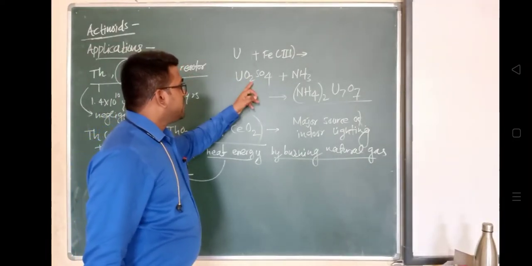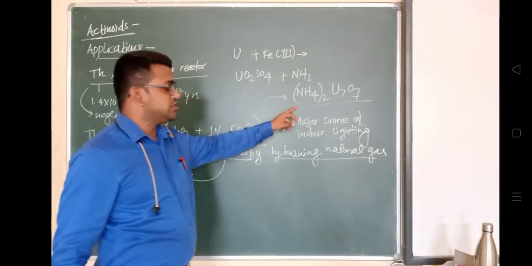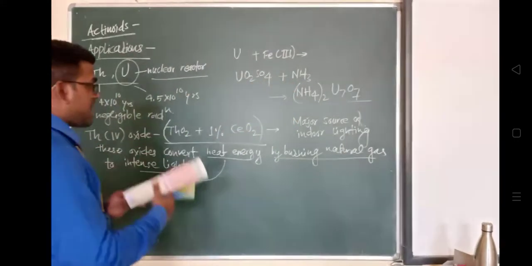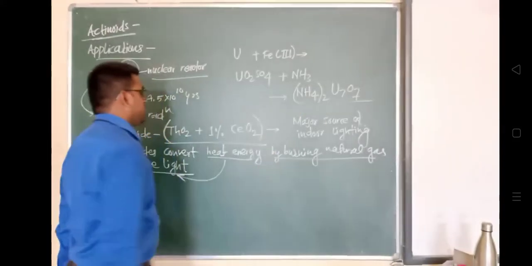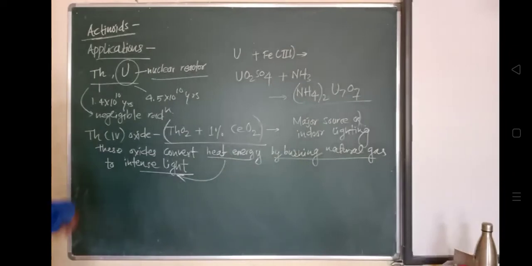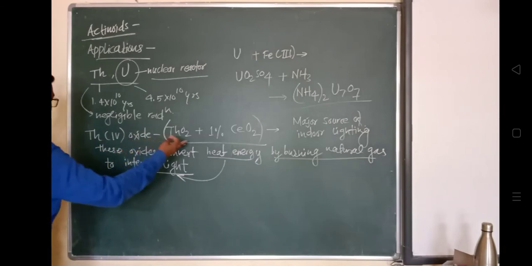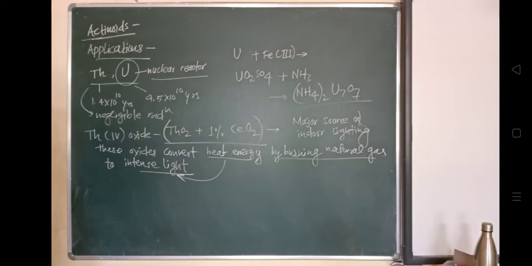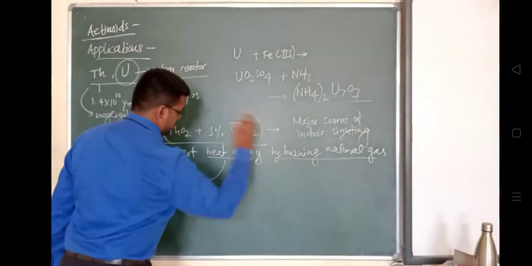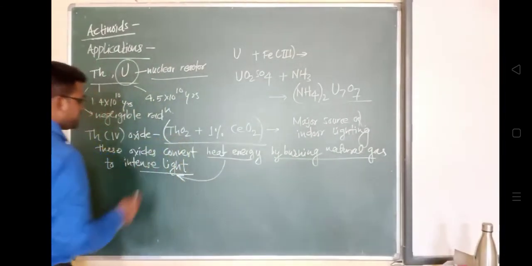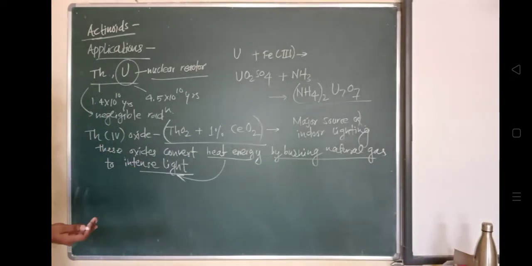So there may be various applications of these actinoids. A few are listed in our syllabus: thorium oxide along with 1% of cerium oxide was used in the indoor lighting system, and nowadays also it is used. It gets converted into light energy after burning natural gas. The heat energy is converted into intense light energy. So this is all about the applications of the actinoids. We have also seen the general electronic configuration of these actinoids.